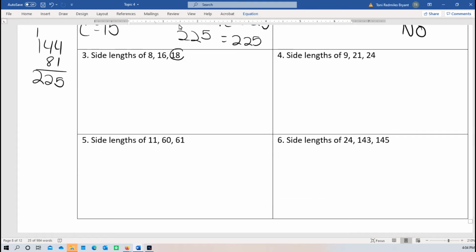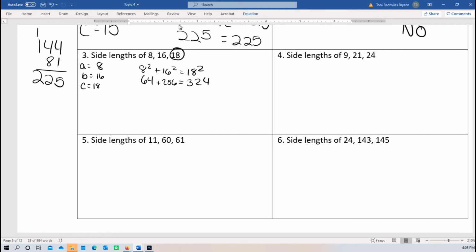The longest side is 18 in this one, so it's going to be C. So 8 squared plus 16 squared equals 18 squared. You might not know 16 and 18 squared. You are allowed to use a calculator for this. 16 squared is 256. I don't know that I know 18 squared. This is 64. Let's figure out this one. It's going to be 323. I guess I could have done the mental math trick.